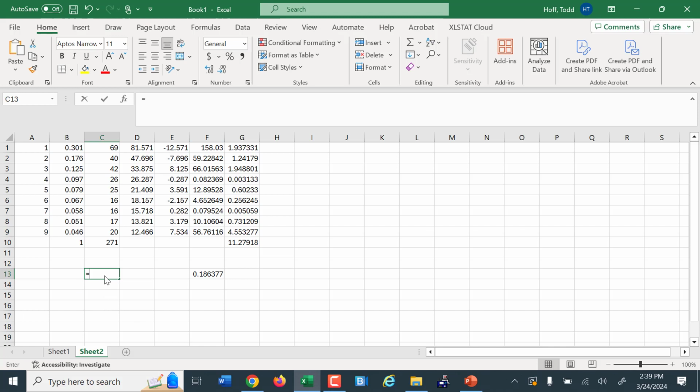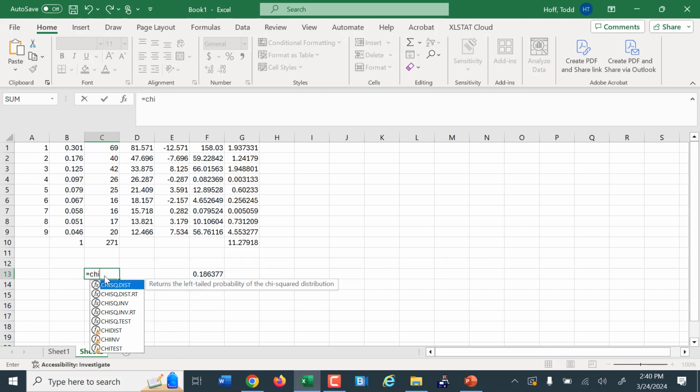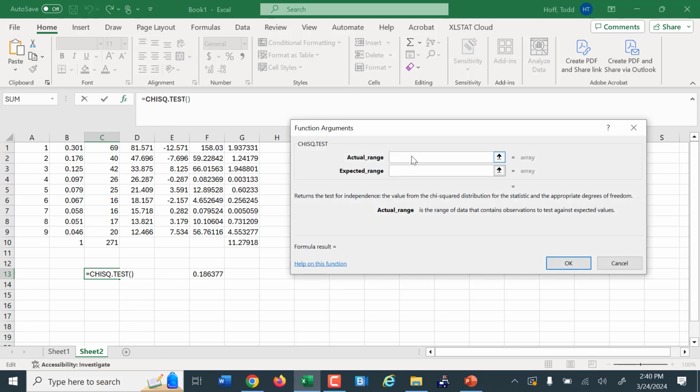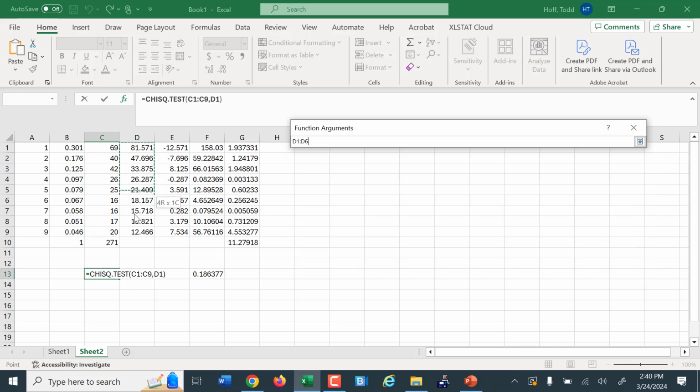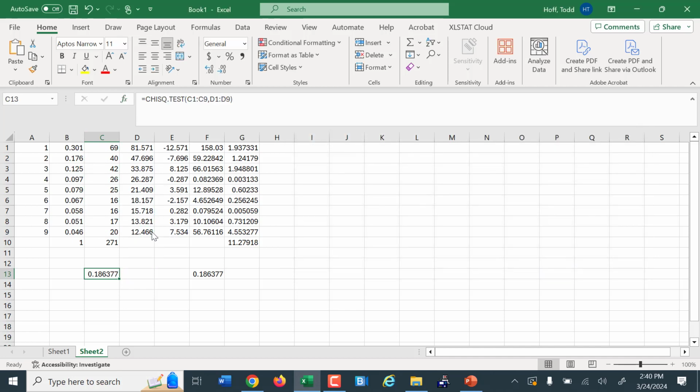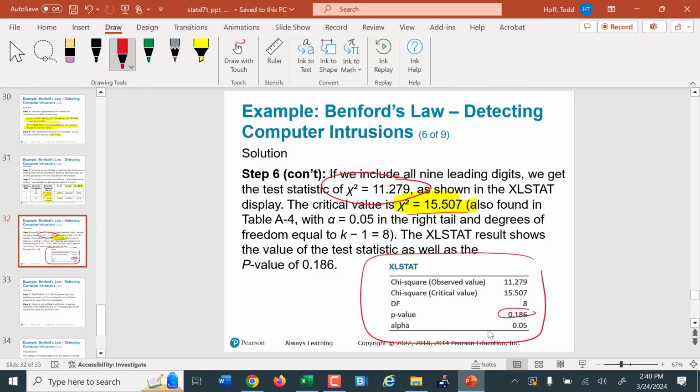Or we could use just the chi-squared test right there. So I'm just going to click here to open up the window. Here are my actual values. Here are my expected values. And there, 0.186 is my p-value. So you can see that the chi-squared test function gives us the p-value right off, exactly what we would have got if we used ExcelStat.